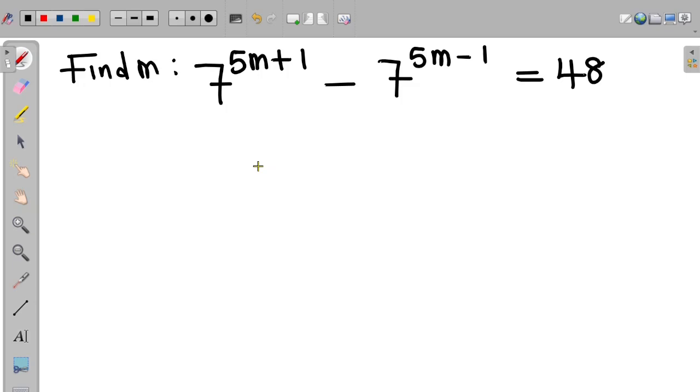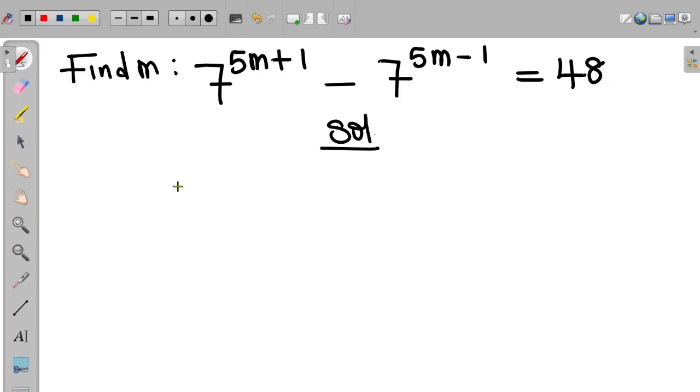Hello everyone, in this video we provide a solution to this question given to us. We are asked to find the value of m given that 7 to the power of 5m plus 1 minus 7 to the power of 5m minus 1 is equal to 48.